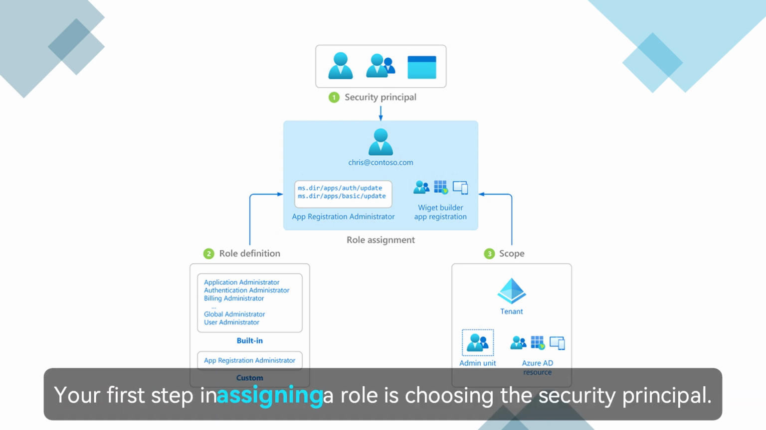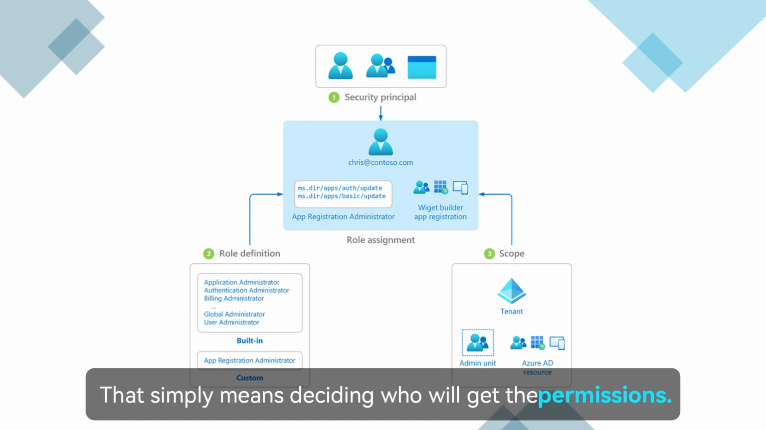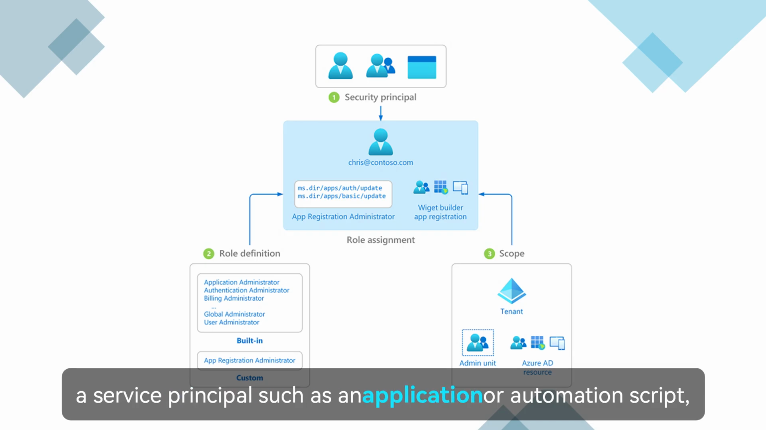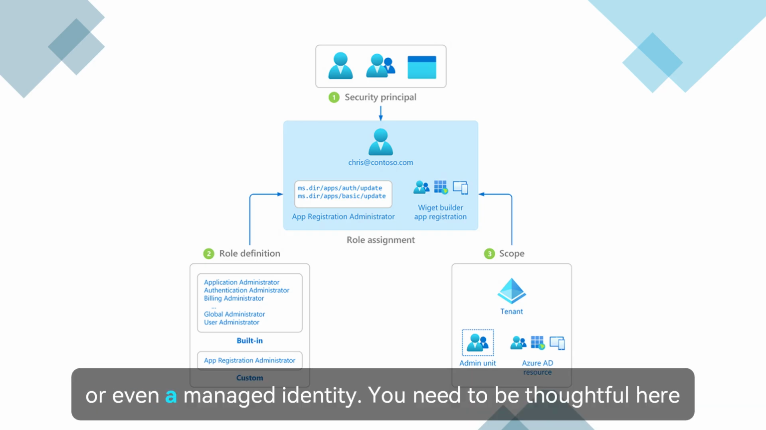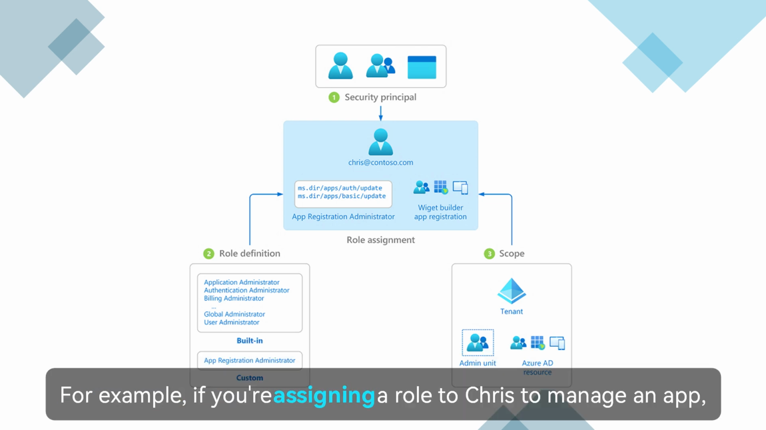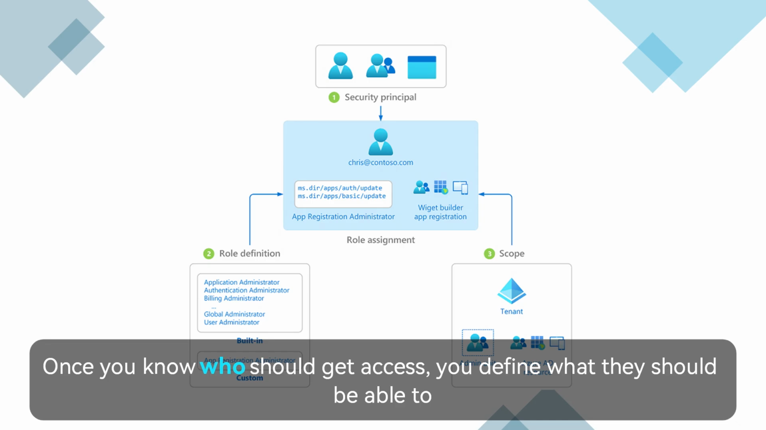Your first step in assigning a role is choosing the security principal. That simply means deciding who will get the permissions. This could be an individual user like Chris at contoso.com, a group of users, a service principal such as an application or automation script, or even a managed identity. You need to be thoughtful here, because this identity becomes the actor who can take action within your environment. For example, if you're assigning a role to Chris to manage an app, you're effectively saying, "Chris, you now have authority over this asset."